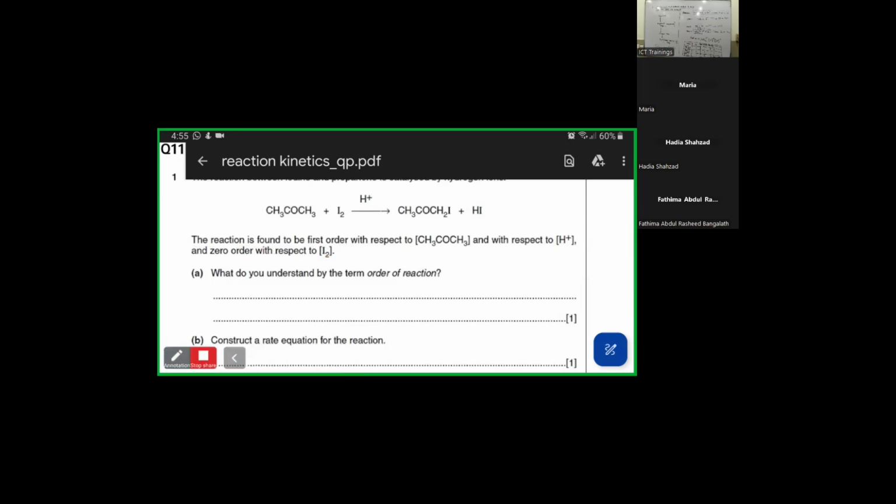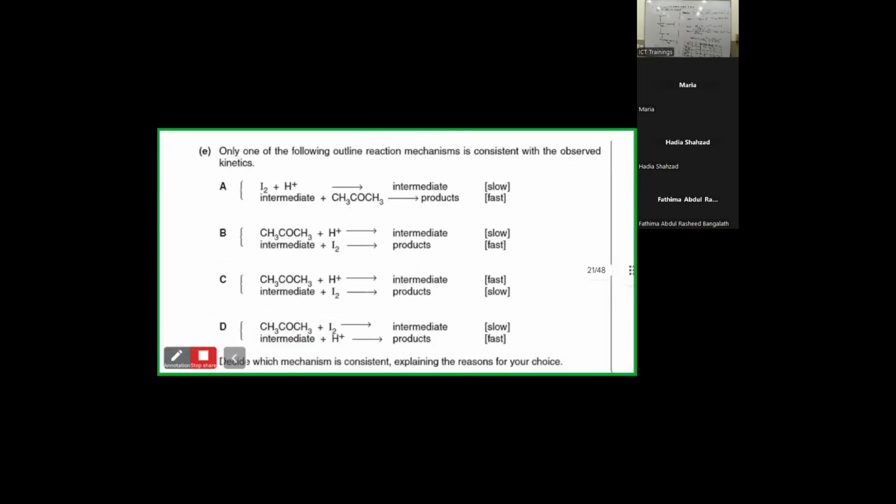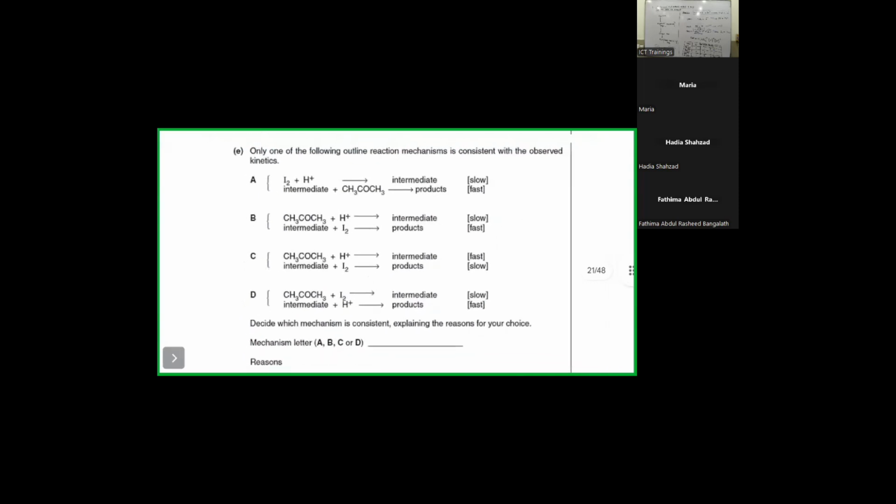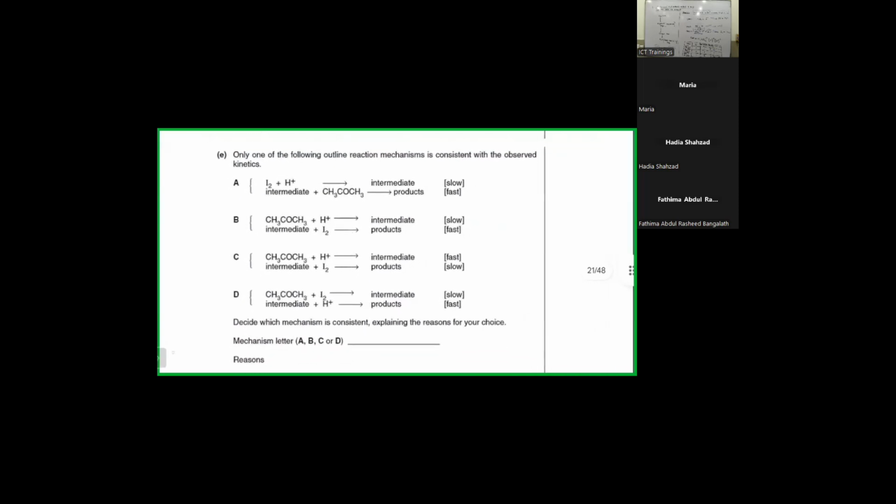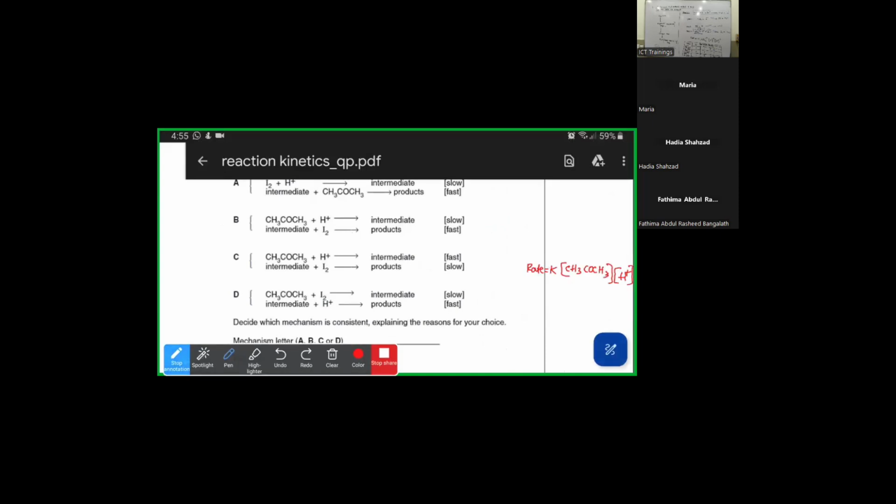Now have a look up here. This question is very interesting. He has given you these four mechanisms in the question, and the rate equation I have given you up here.